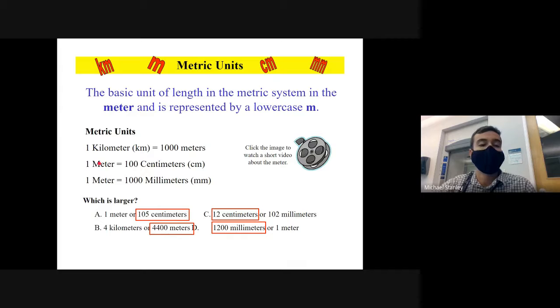So we have our meter. 1,000 of them becomes a kilometer. If we have a centimeter, 100 of them becomes a meter. And if we have a millimeter, 1,000 of them becomes a meter. So meter is our base unit, and it's our base unit for when we're talking about length, how long or how far away something is.